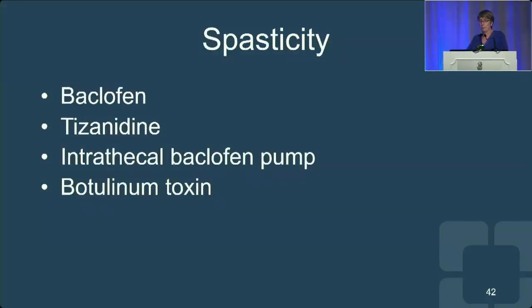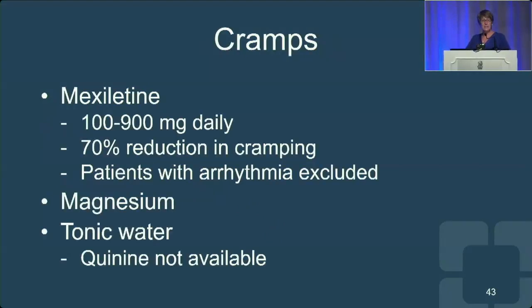And I've got like 3 minutes, so I'm going to try to go through a few more things. Spasticity, we've all had to deal with this before, I would imagine. Baclofen, tizanidine, pretty rare that we end up doing an intrathecal baclofen pump or Botox, but those are potential options as well. Mexiletine is actually really good for cramping.